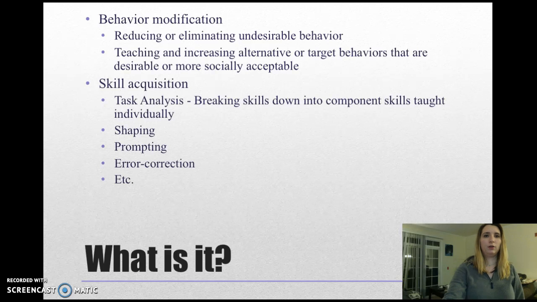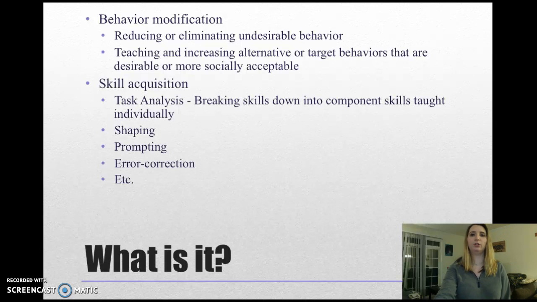ABA involves behavior modification and skill acquisition. Behavior modification involves reducing or eliminating undesirable behavior. It also involves teaching and increasing alternative or target behaviors that are desirable or more socially acceptable. Skill acquisition might involve a task analysis, which would include breaking skills down into component skills taught individually. Could also include shaping, prompting, error correction, etc.